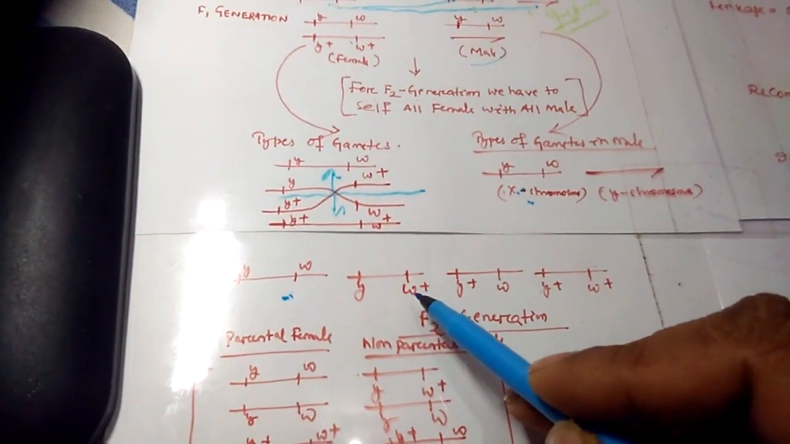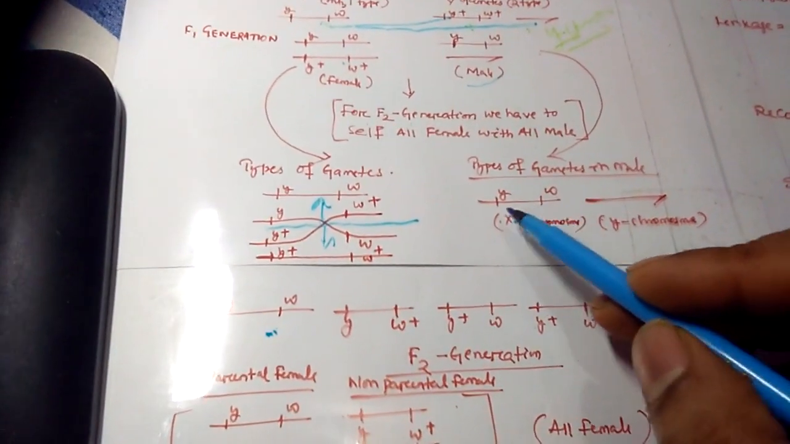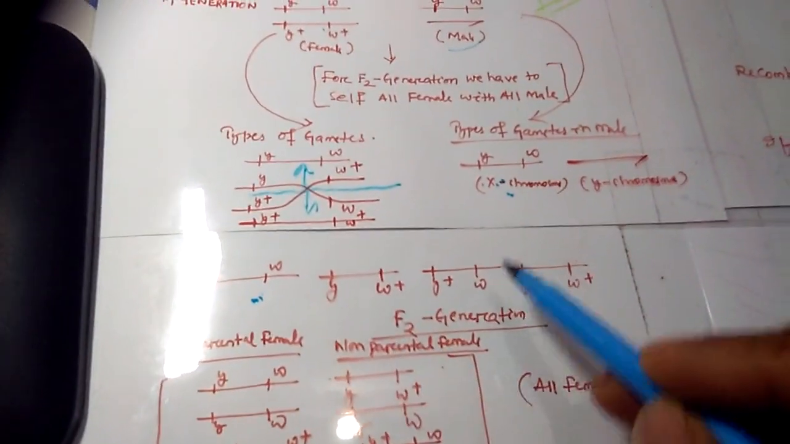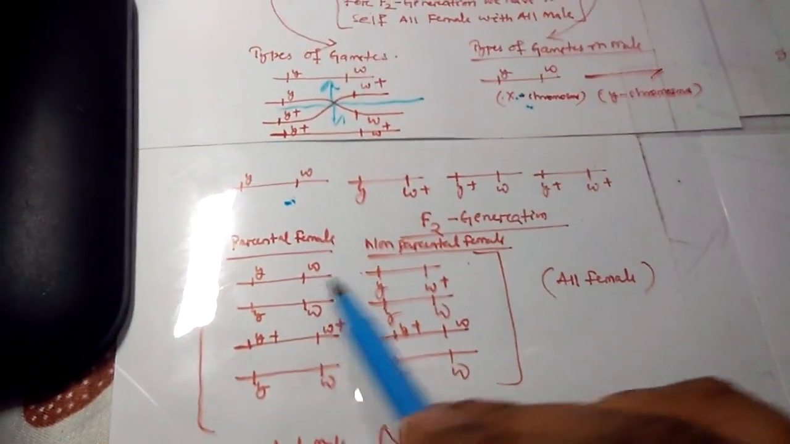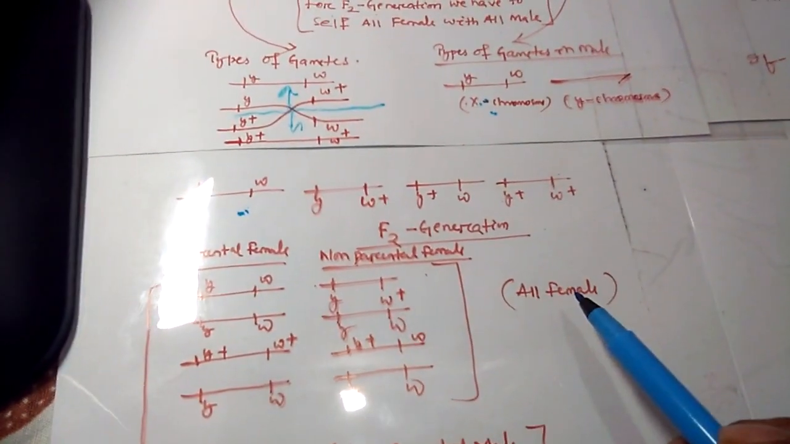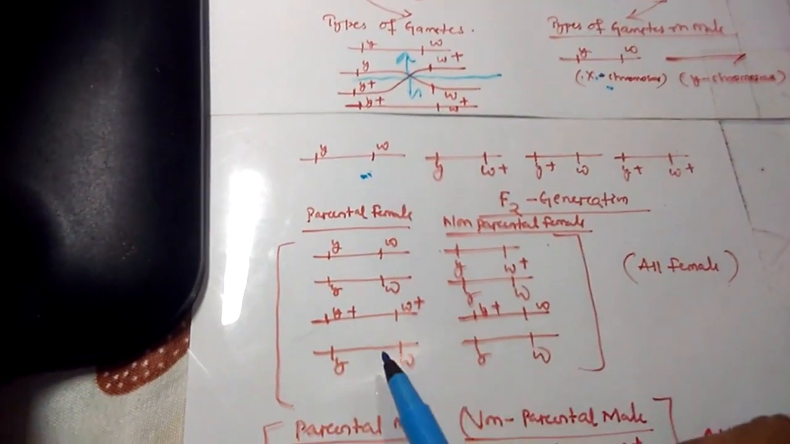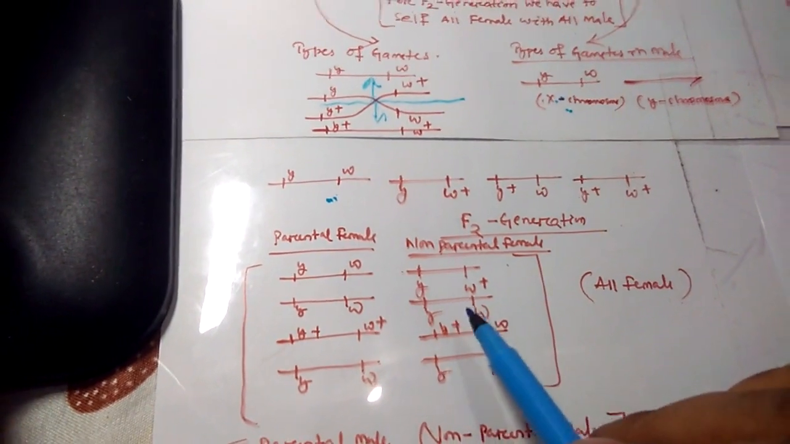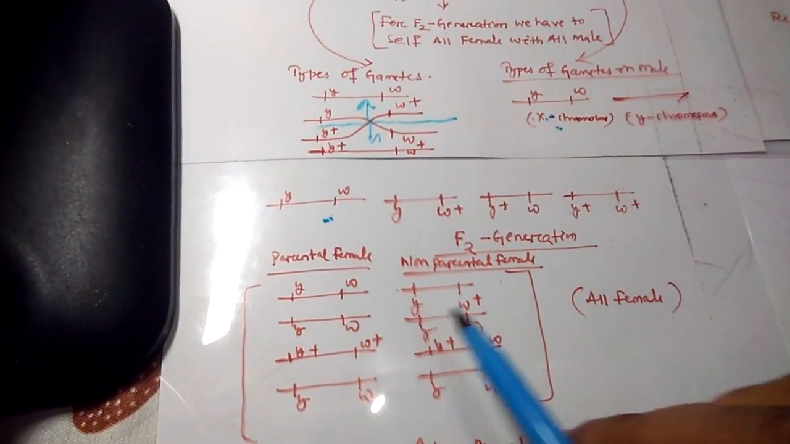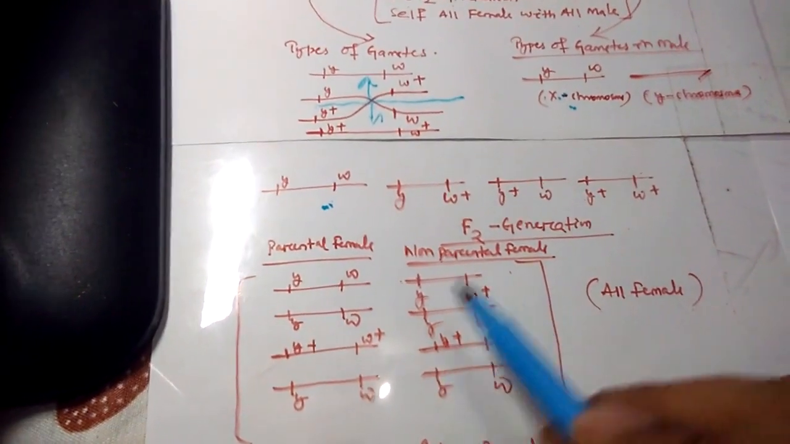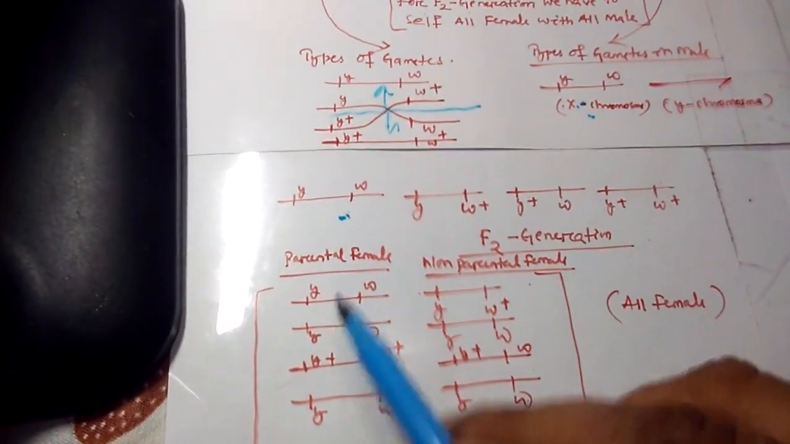Then YW plus from the female, and Y and W from the male. Similarly, if you do it for all 4, you will get these 4 types of females. We can divide them into 2 types. One is parental female, one is non-parental. Why non-parental? Because YW plus, Y plus W and YW are not there initially. These two are there initially.